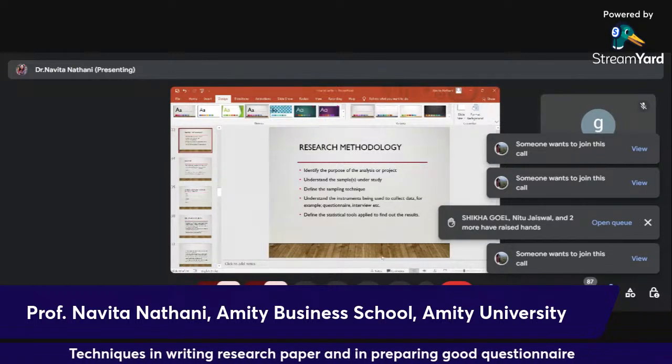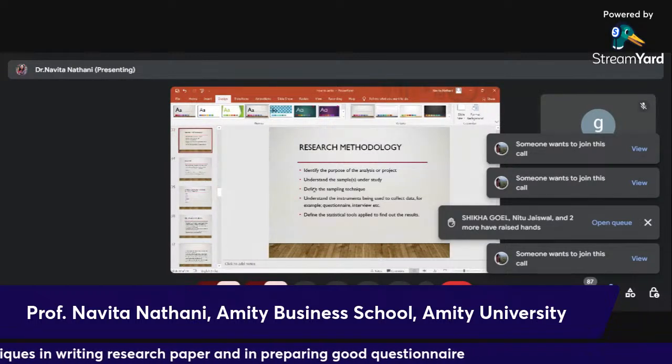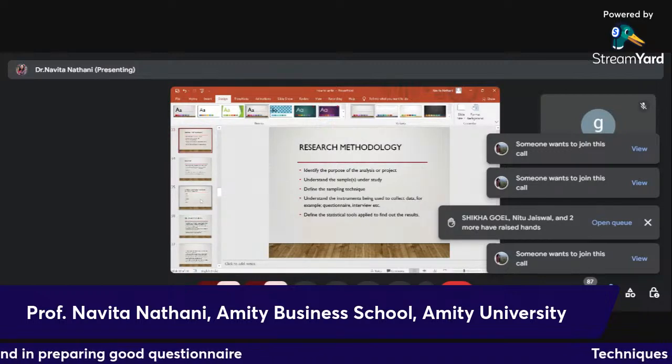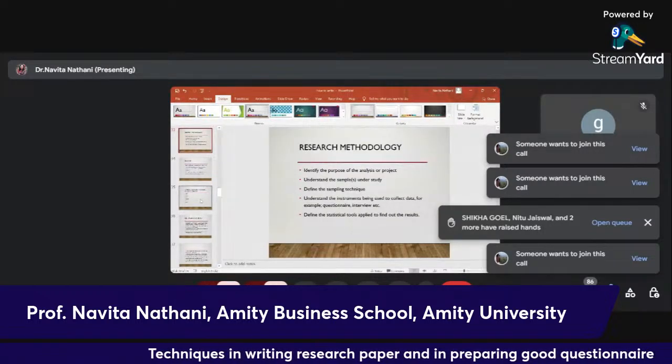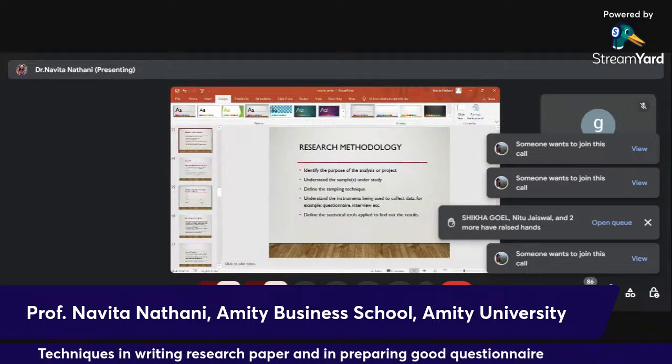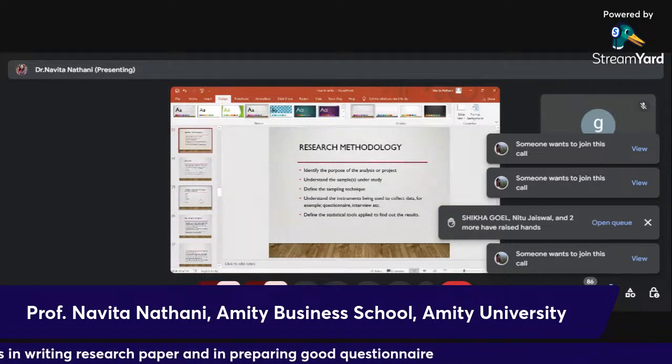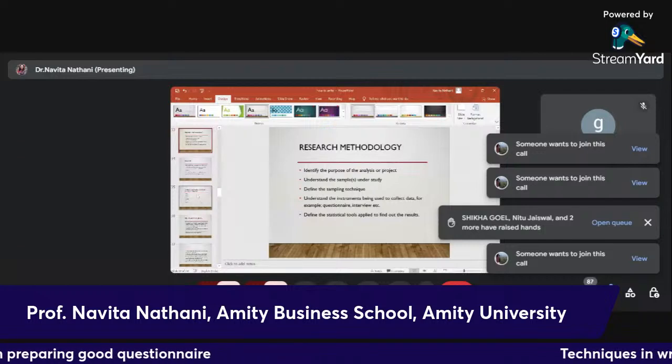We're moving further. So what does research methodology include? Research methodology includes five major things. One is the type of study. Second is the universe, sample population, and then the sample size, sampling element, and sampling technique. And the last one is tools for data collection and tools for data analysis.